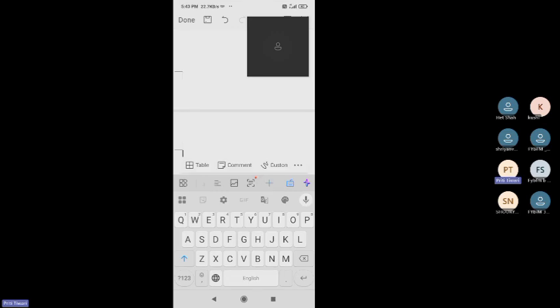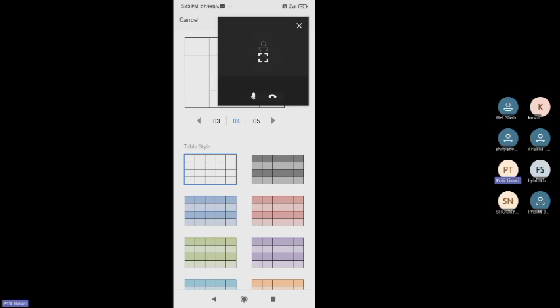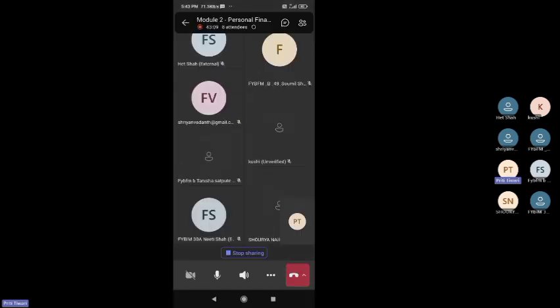I'll insert a table. Do you people want me to hold the screen so that you can copy it, or are you writing simultaneously?